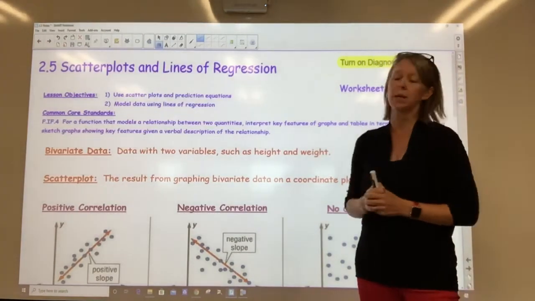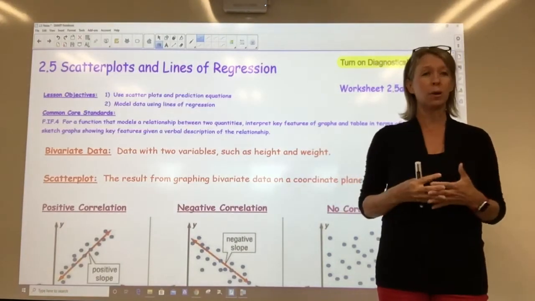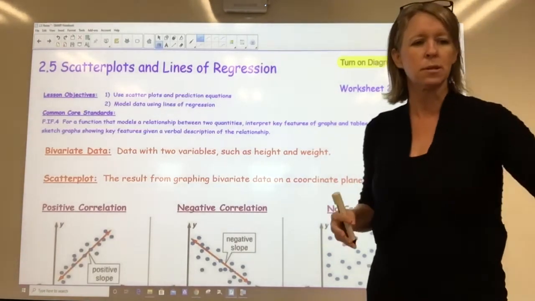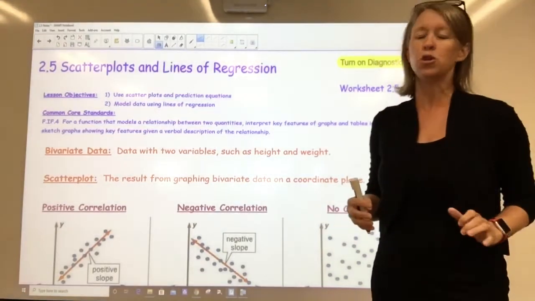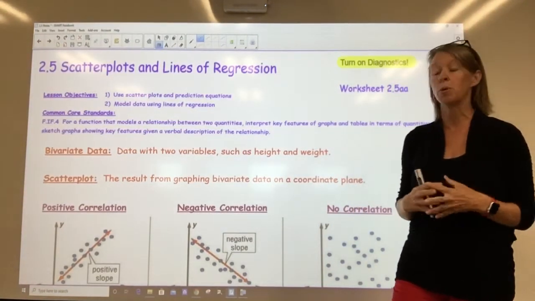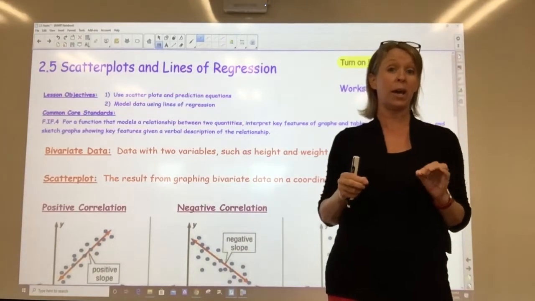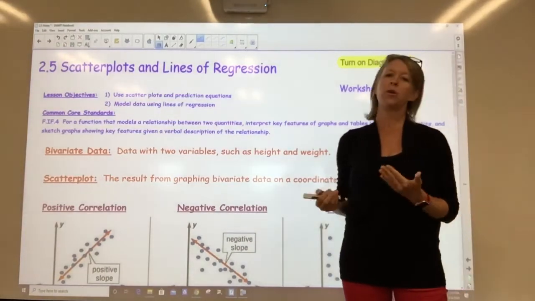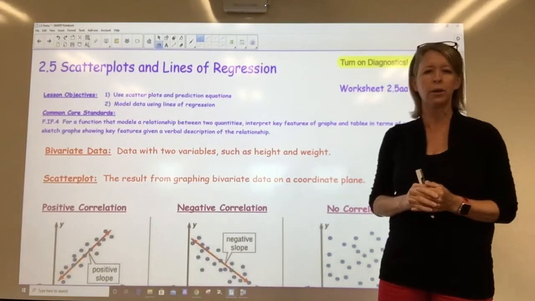So what we're going to be studying here today is we're going to be looking at scatterplots, how that kind of tells us the relationship between two variables. And then we're going to look at how to get the line of best fit, a linear regression, but we're going to be using a lot of features on the calculator. This is very important that you have your TI-84 calculator handy today.